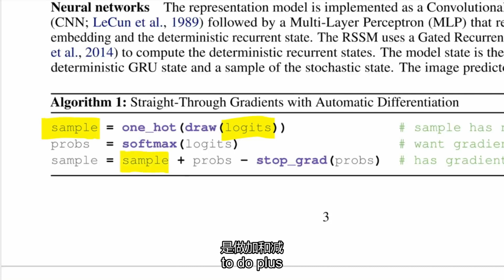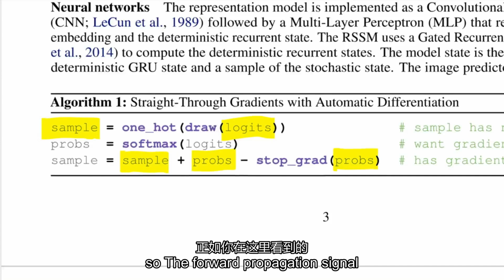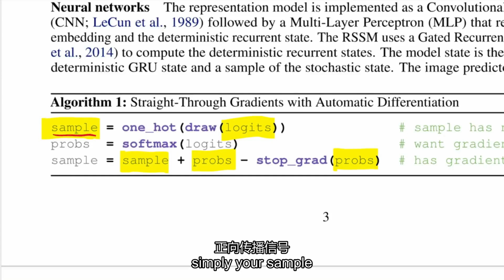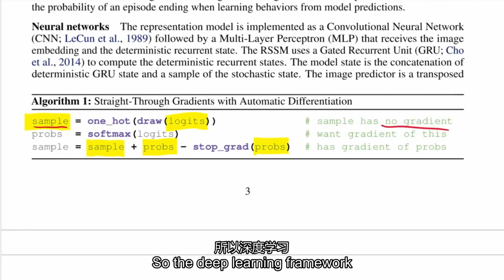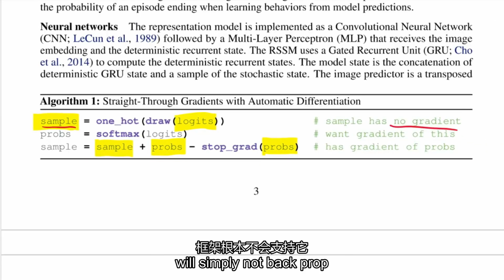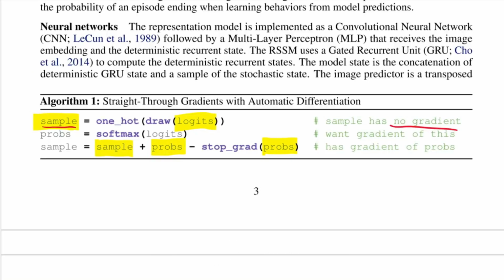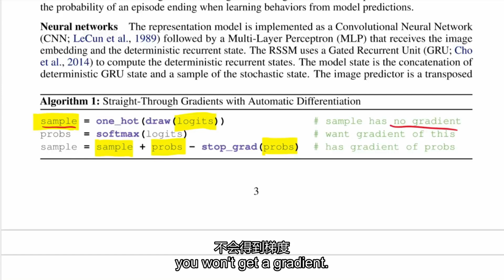So the trick is to do plus and minus the same thing. The forward propagation signal is simply your sample, as you can see right here. Now, this sample operation has no gradient, so the deep learning framework will simply not backprop through it. So if you were to just use the sample in your graph, you won't get a gradient.